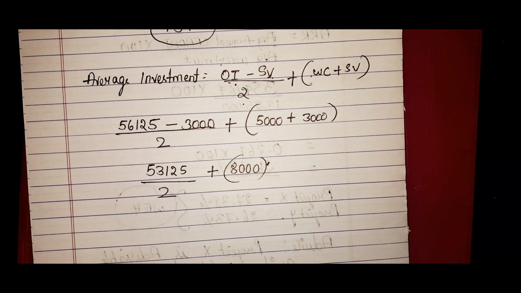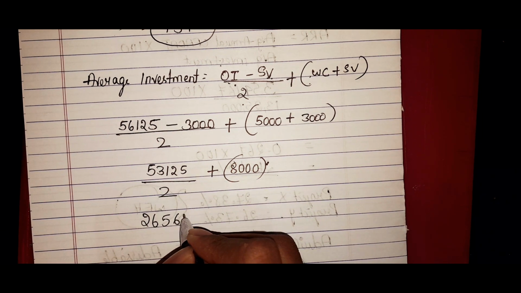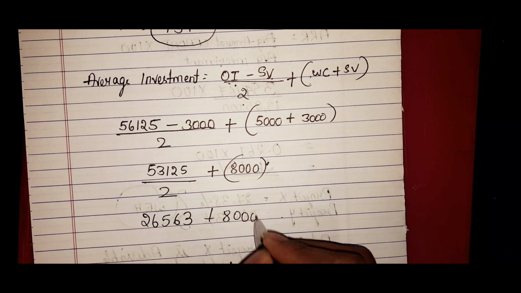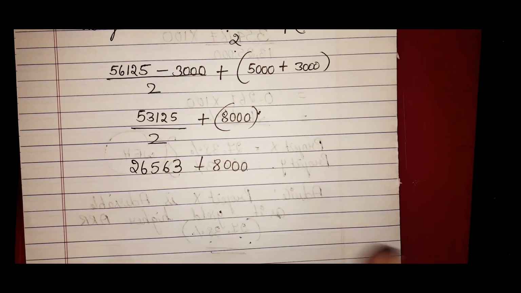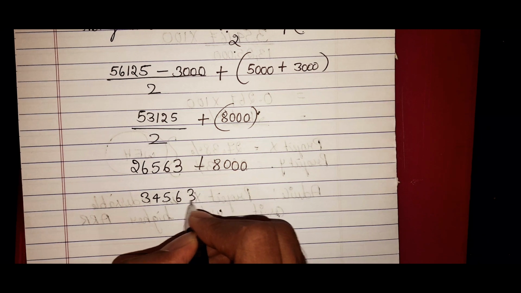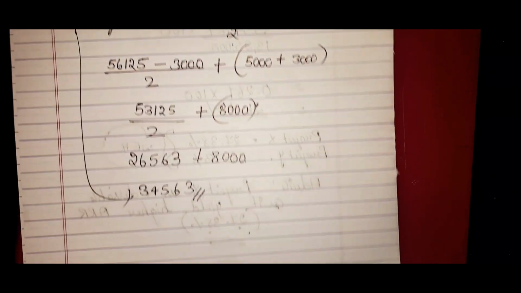Now 53,125 divided by 2 will be 26,563, plus 8,000. When you add 8,000, the answer will be 34,563. This is the average investment. This is the answer for average investment.